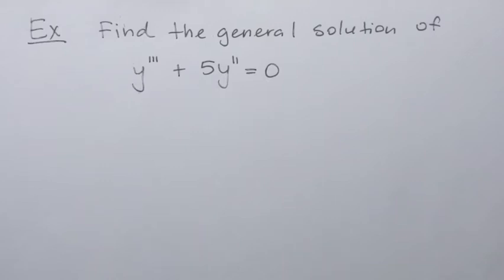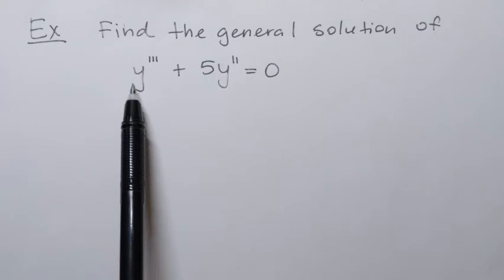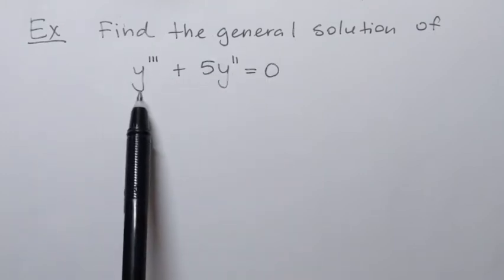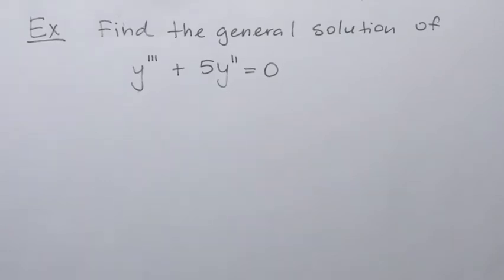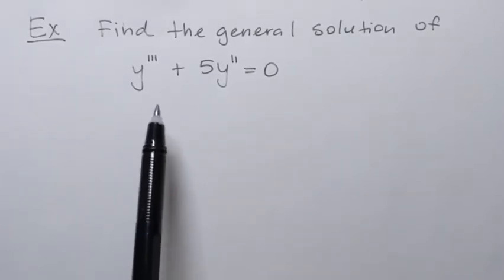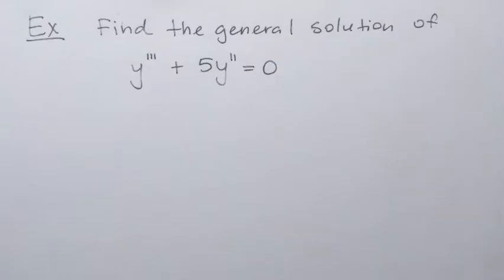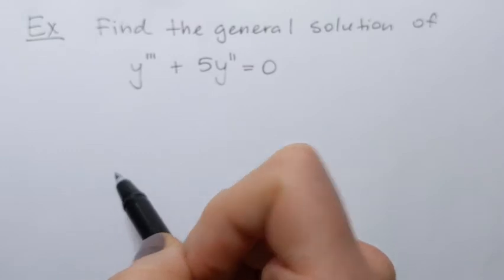In this video, we're going to solve higher order homogeneous linear equations with constant coefficients. As you can see, our first example is the third order differential equation. It has constant coefficients, it's homogeneous, and it's linear, right? To solve this equation, first we need to obtain its corresponding characteristic equation. In this case, it's going to be a third degree polynomial equation.